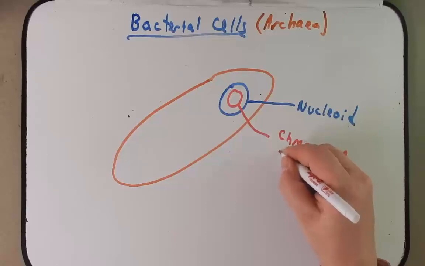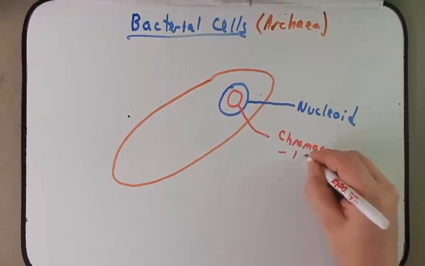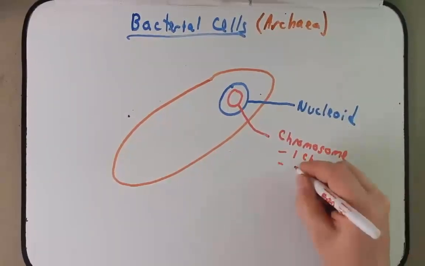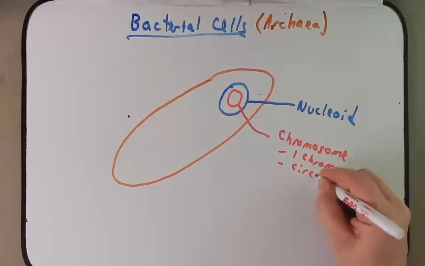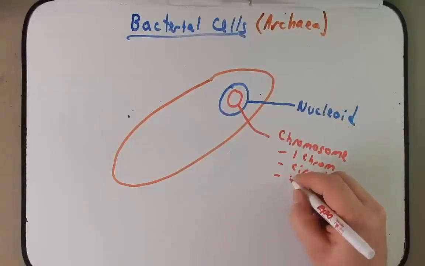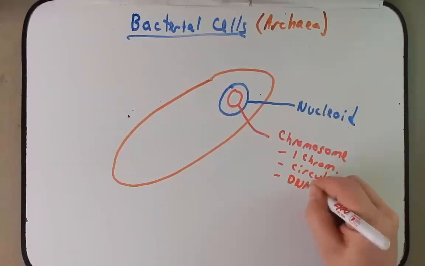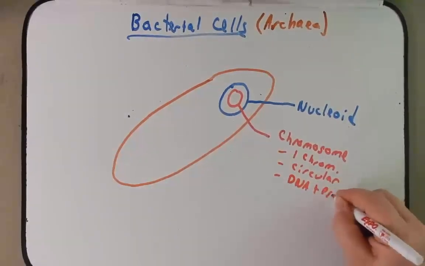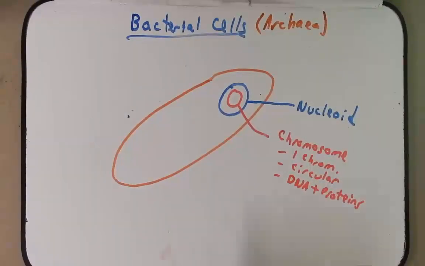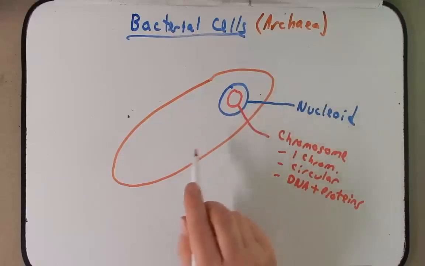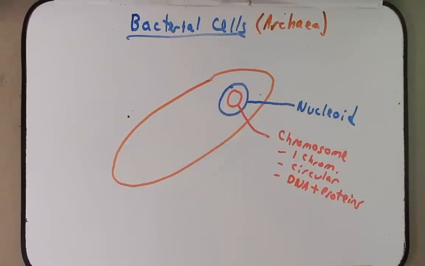Let's go ahead and write that down. Here are some features of this. One chromosome, and it's usually circular. This chromosome is the DNA plus proteins that package it together. And this is what codes for all the traits that this bacterial cell may have.